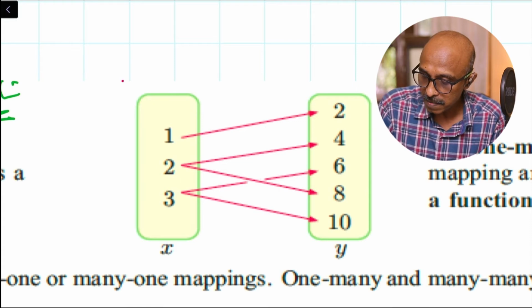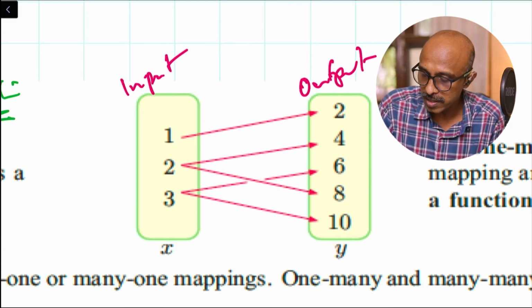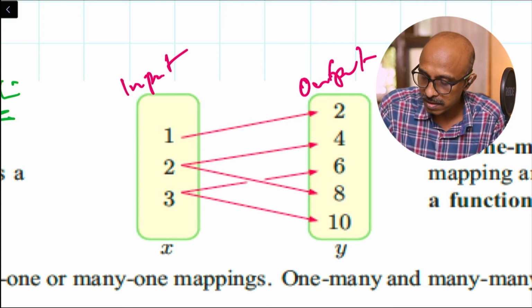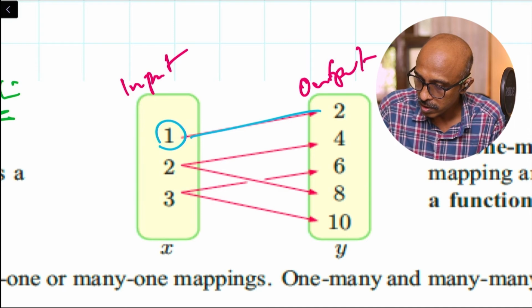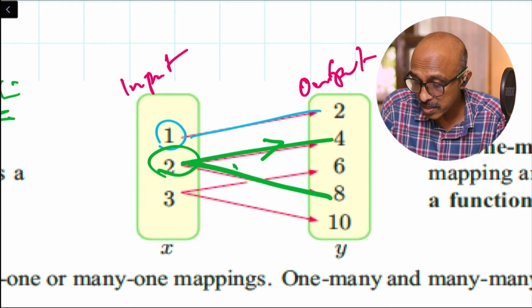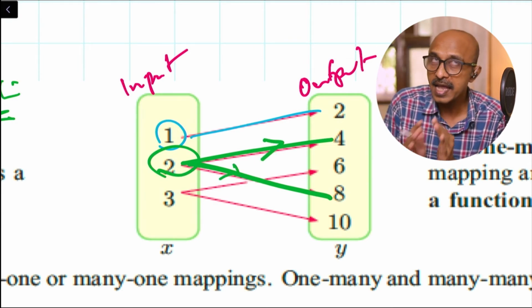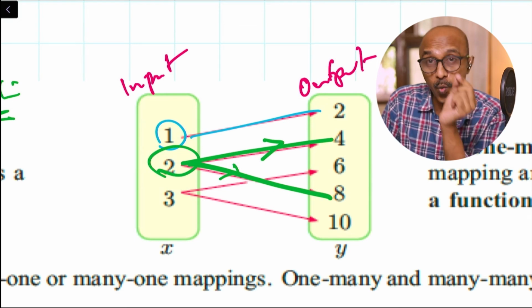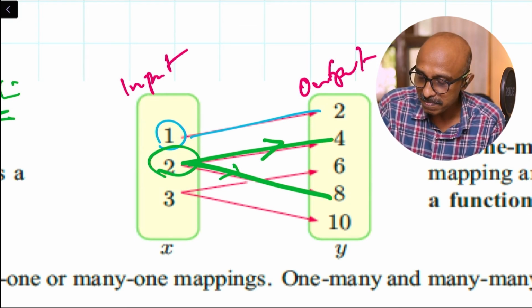This is our input or the domain, and this is our output. Let's look at the definition. Is every element of the domain connected to one? 1 is connected to 2. 2 is connected to 4, and 2 is connected to 8. The definition said every element of the domain or the input is connected to one. That's a problem, right? This is going to be a problem.